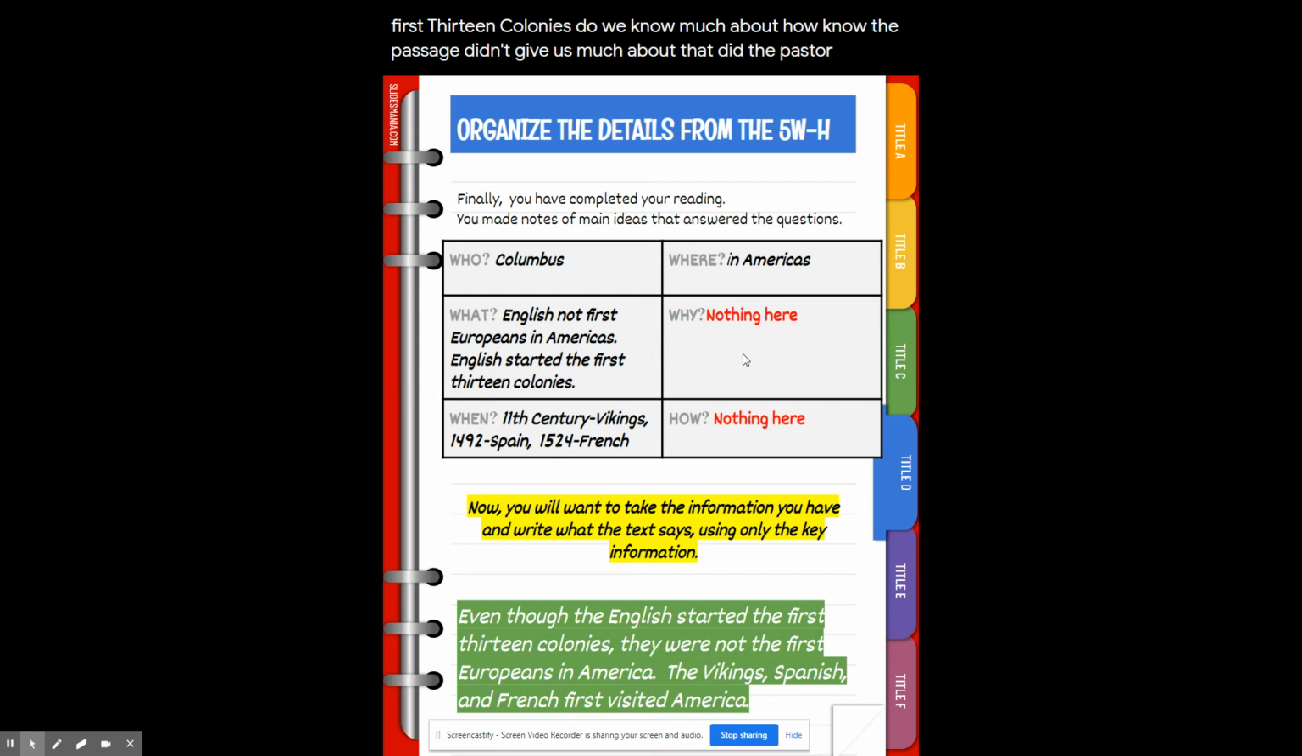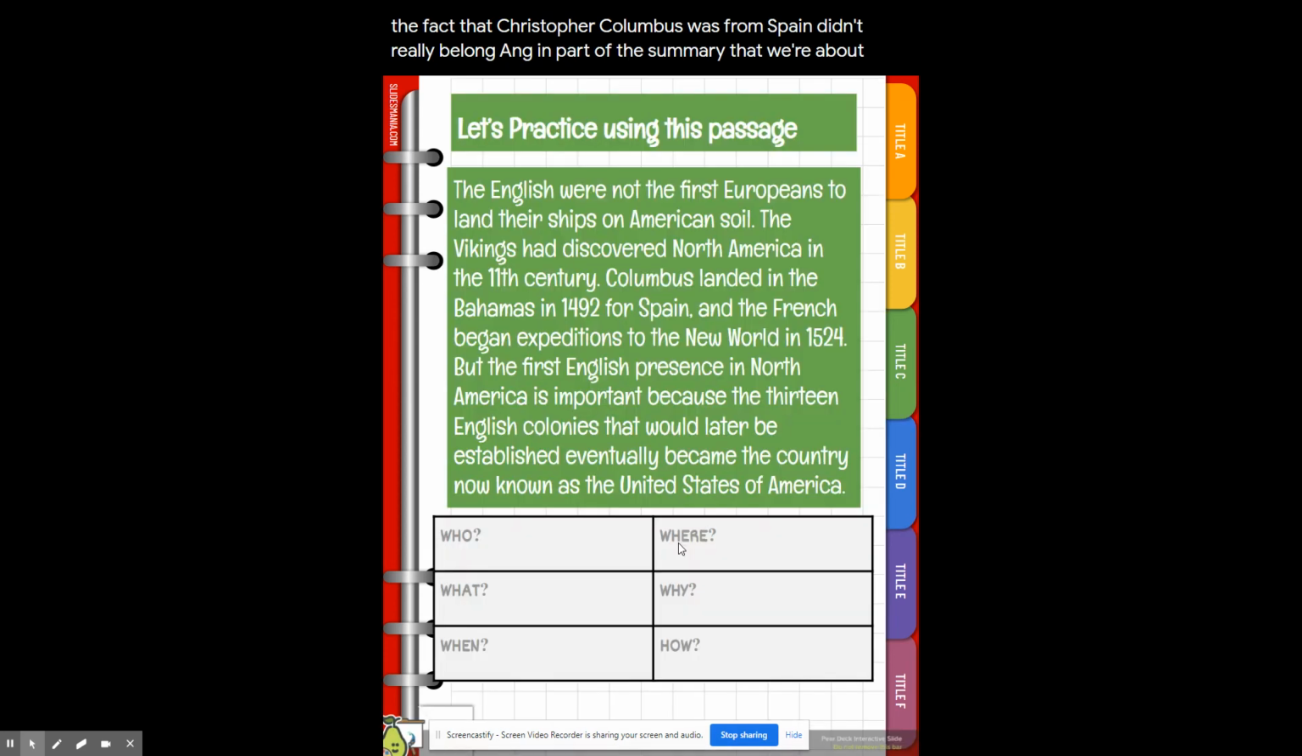Did the passage give us much about why? Why did the English start it? Why didn't the Vikings? Why didn't the French or the Spanish? No, that wasn't really given to us in this passage. But the where, the Americas, that was given to us. That was crucial information. And the fact that Christopher Columbus was from Spain didn't really belong in the summary that we're about to give.